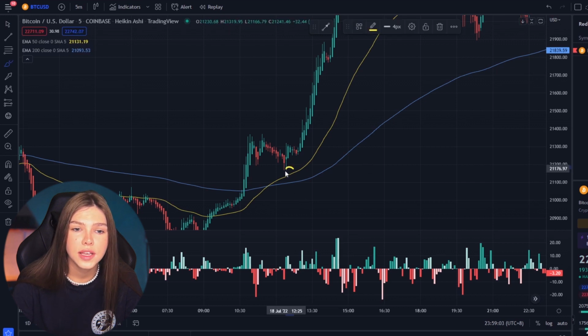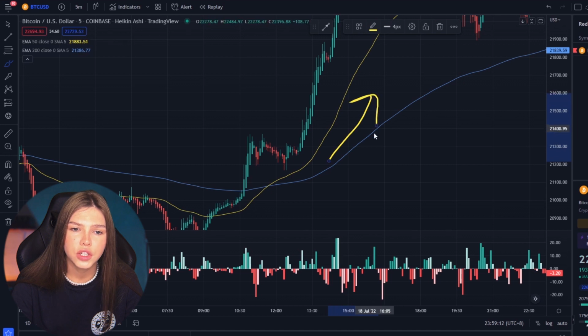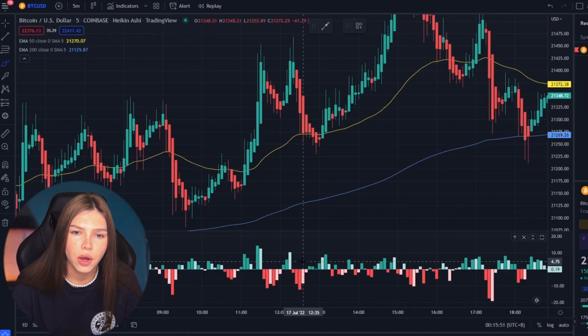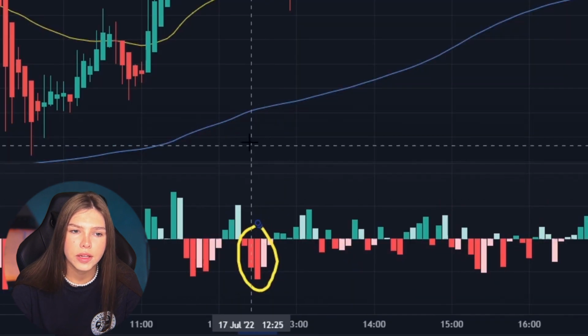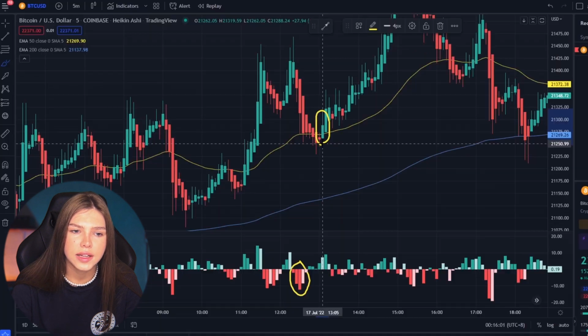So when the 50 EMA is crossing the 200 EMA to the upside, that is when the yellow line is above the blue line. Then we are allowed to make long positions, and then we will enter the trade on pullbacks. So when we have a big downtake on the MACD, then we wait for a large green body on the Heiken Ashi candle and enter the trade right away.